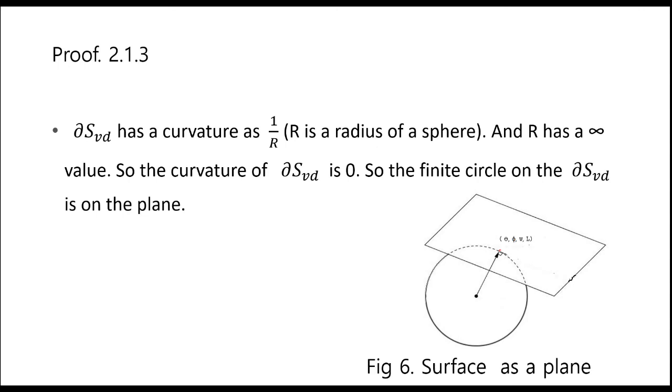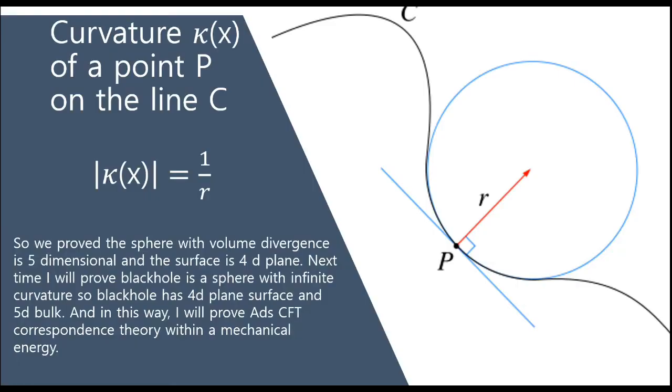Proof. DS3D has a curvature of 1 per r, and r has an infinite value, so the curvature of DS3D is 0, so the final circle on the DS3D is on the plane. So we proved the sphere with volume divergence is 5-dimensional, and the surface is a 4D plane. Next time I will prove a black hole is a sphere with infinite curvature, so a black hole has a 4D plane surface and 5D bulk, and in this way I will prove the AdS/CFT correspondence theory within the mechanical energy.